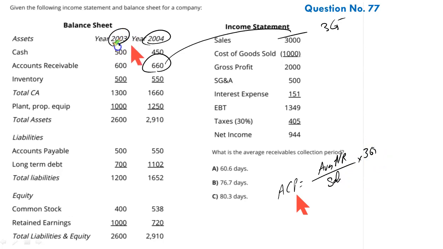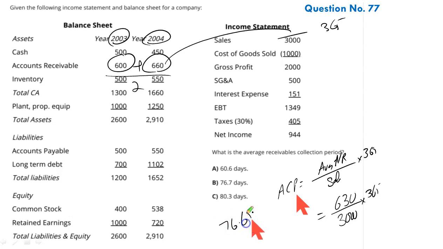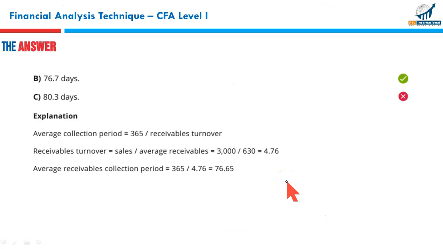So if you have been given 2003 sales, please don't forget to take the average, because this is the right way to do things. 600 plus 660 divided by 2 gives you 630. This is the numerator you should take. Sales now 3000 multiplied by 365. You get your answer. 630 by 3000 times 365. It's 76.65, which is 76.7, B.